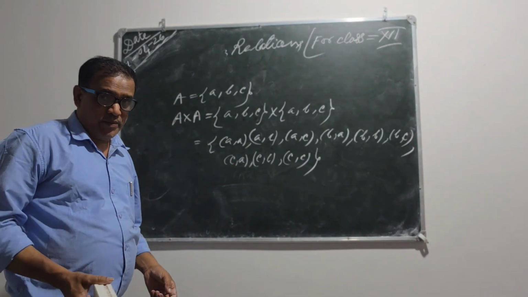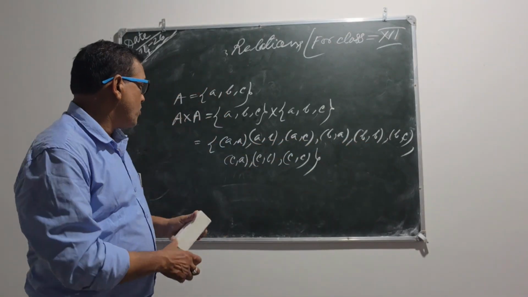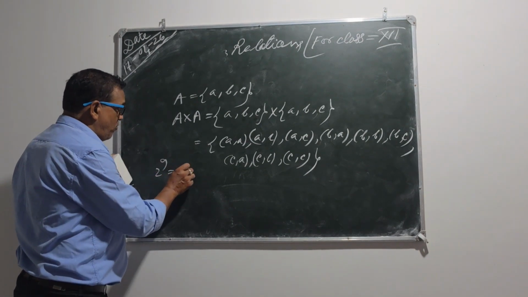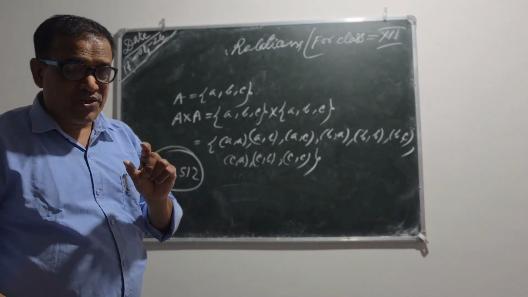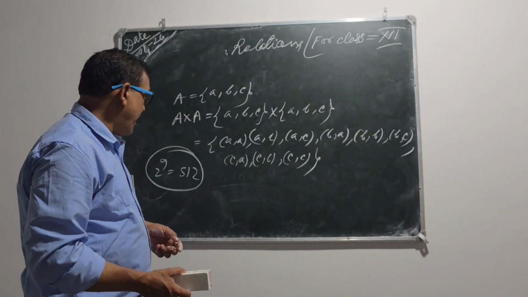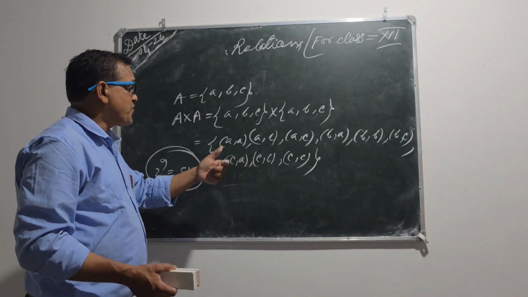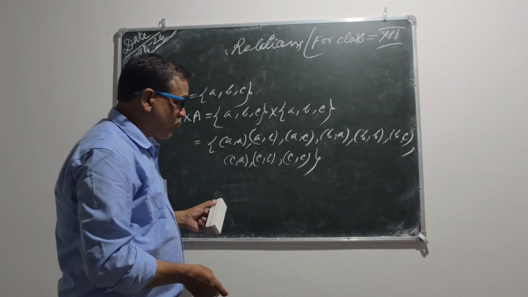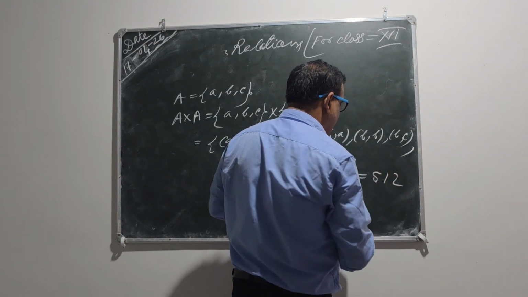So how many ordered pairs will be here? 1, 2, 3, 4, 5, 6, 7, 8, 9. So it will be 2 to the power 9 again. The total number of relations will be 512. So whenever in a set A there are 3 elements, then modulus of A will be 3. Then in A cross A the total number of elements will be 9 here. So from here we can establish 512 relations. That will be 2 to the power 9, which is 512 relations.